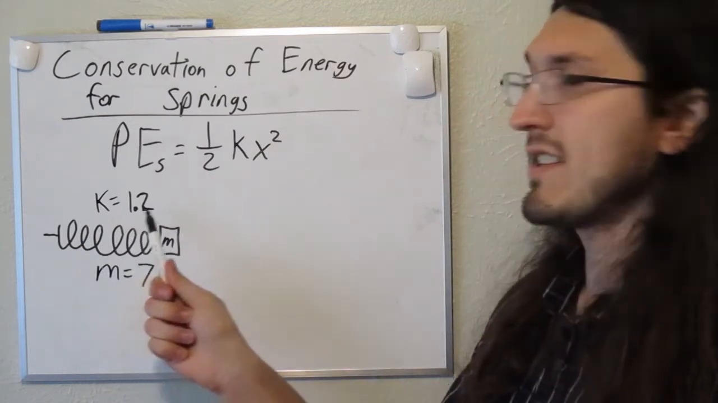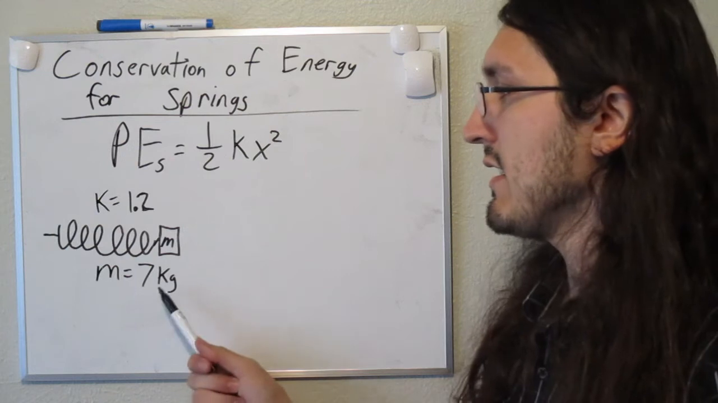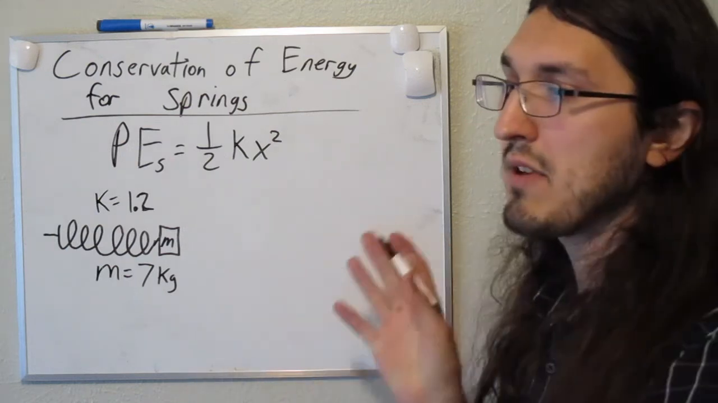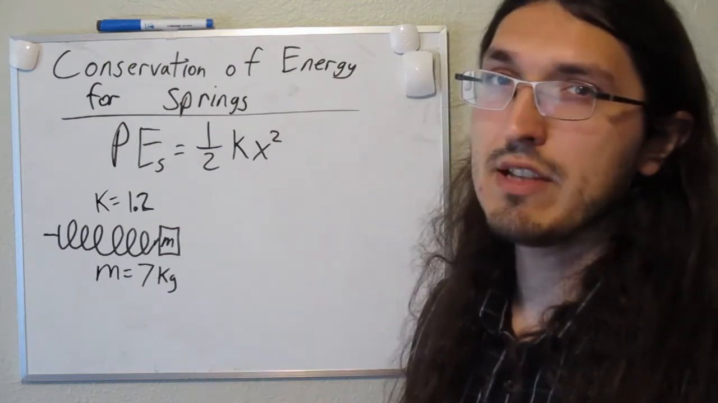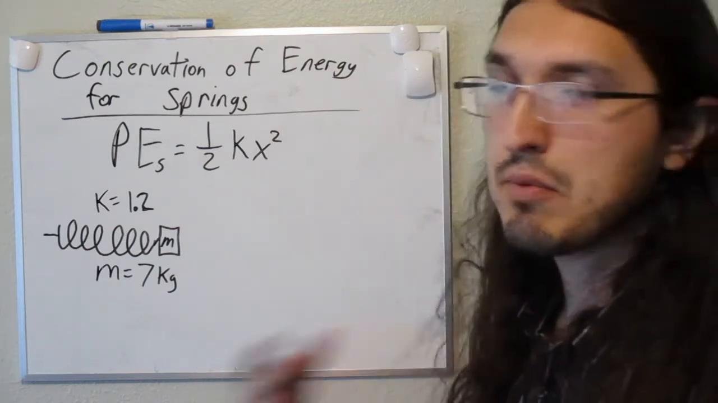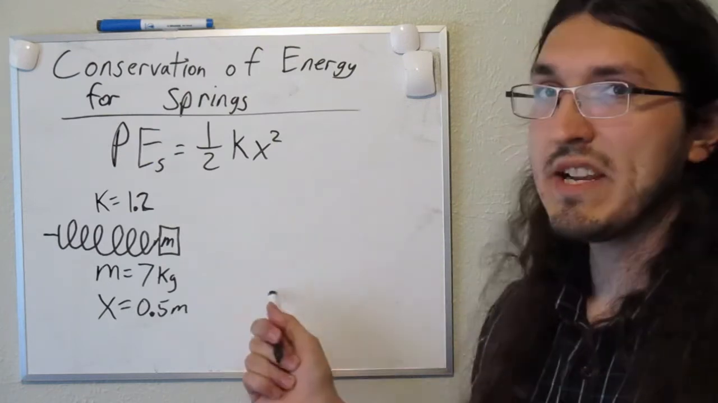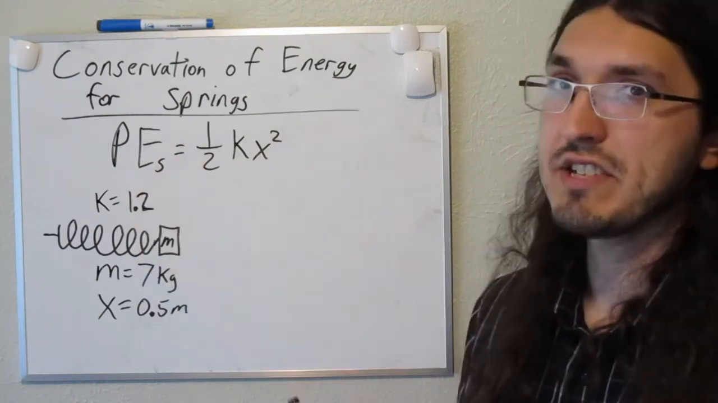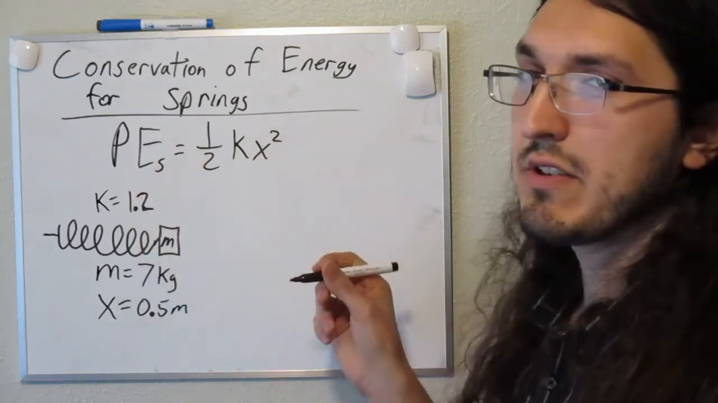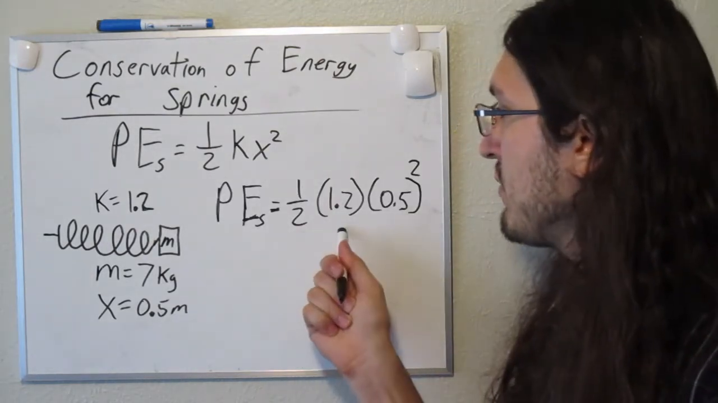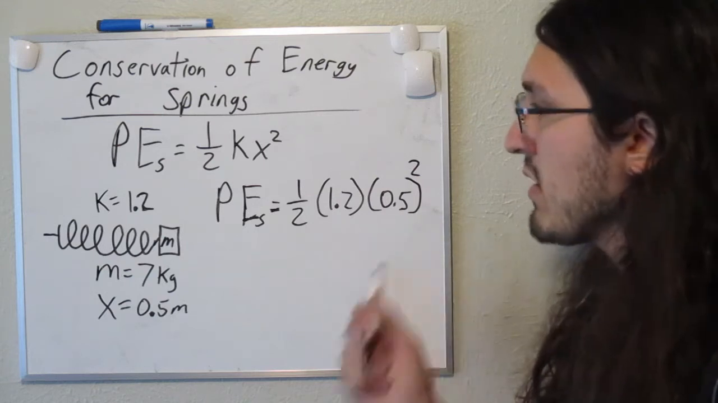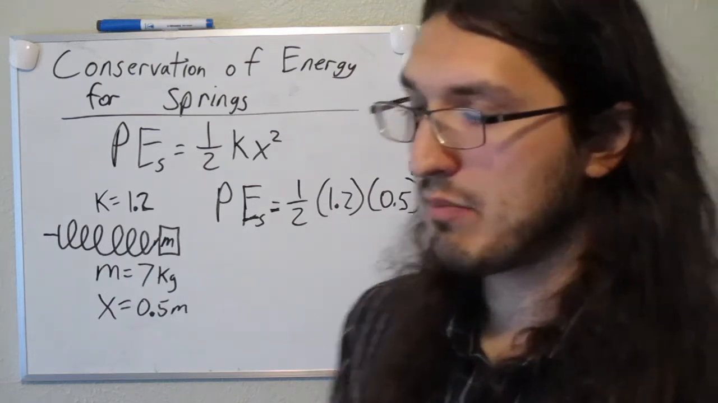Okay, here I have an example where there's a mass attached to a spring. The spring constant is 1.2, and the mass is 7 kilograms. If I were to compress this spring so that it was displaced 0.5 meters from its equilibrium position, then my x is going to be 0.5. Okay, and then at that point, I'm going to be able to calculate the potential energy by using this equation. So I'm going to go ahead and do that now. Okay, so now I have the potential energy is equal to 1/2 times 1.2 times 0.5 squared. I'm going to go ahead and put this in my calculator and figure out the potential energy.